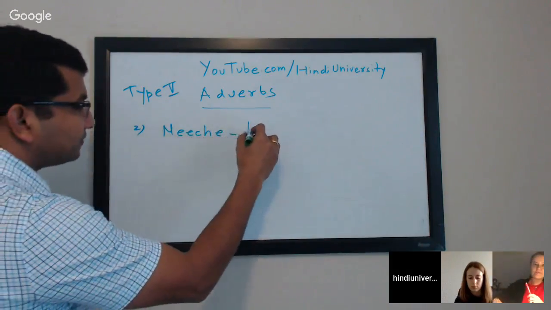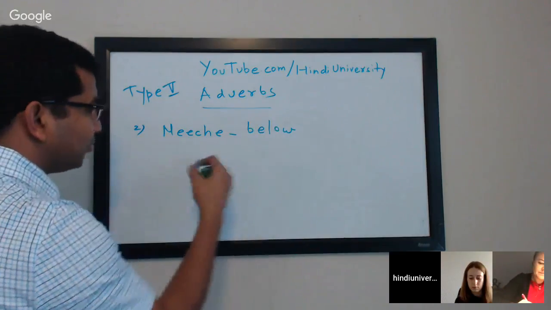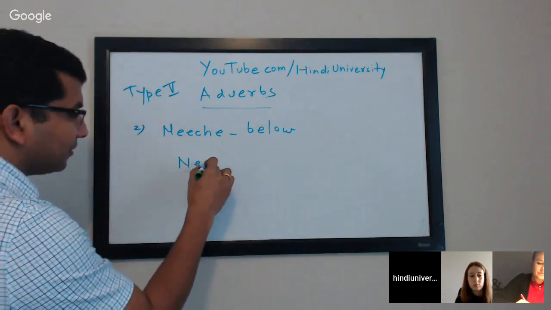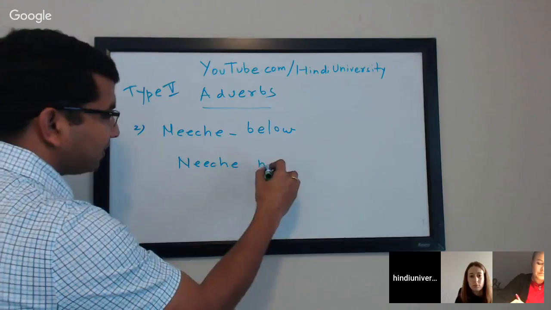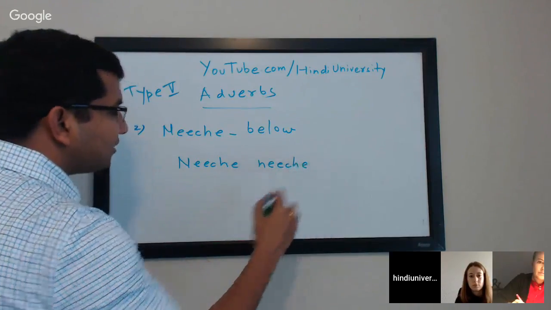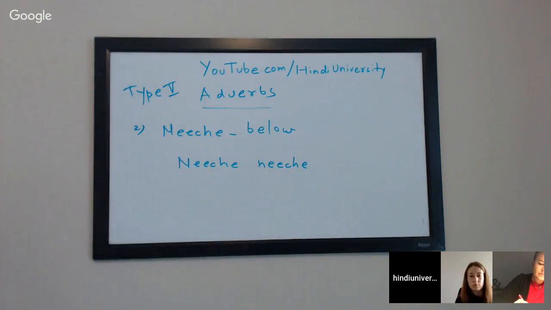Niche is below. And you can use it twice in that case, niche niche. Okay, so pani niche niche aa raha hai. Water is coming only on the basement, or the floor below, or the apartments below.